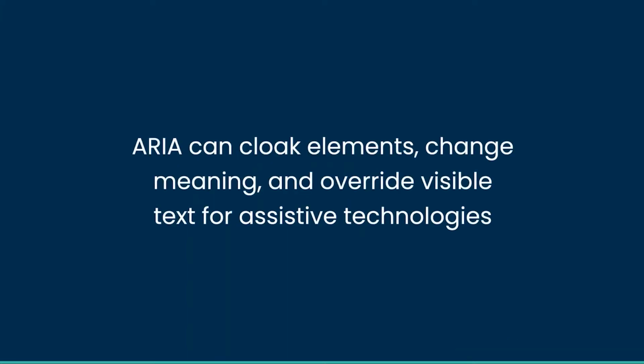And that's because ARIA can hide elements and it can change their semantic meaning. It can even override visible text to a screen reader. And obviously, if it's just doing that to a screen reader, that's not obvious unless you're using a screen reader or some sort of assistive technology. So it's possible to put all these attributes in there and everything works perfectly and works as it should for a visual user, but it can be messed up for other people.